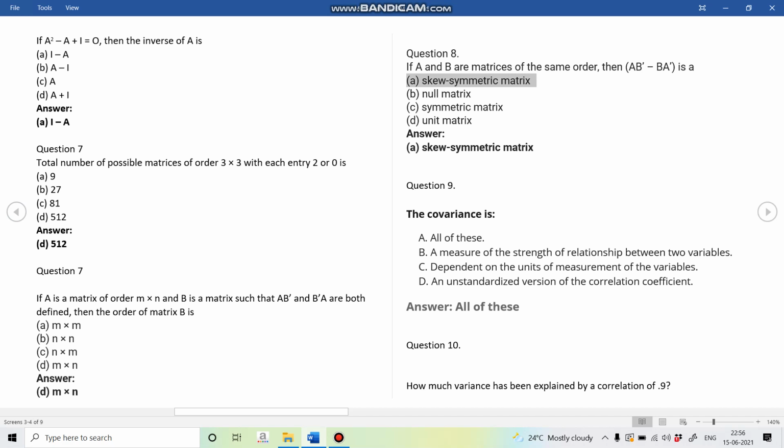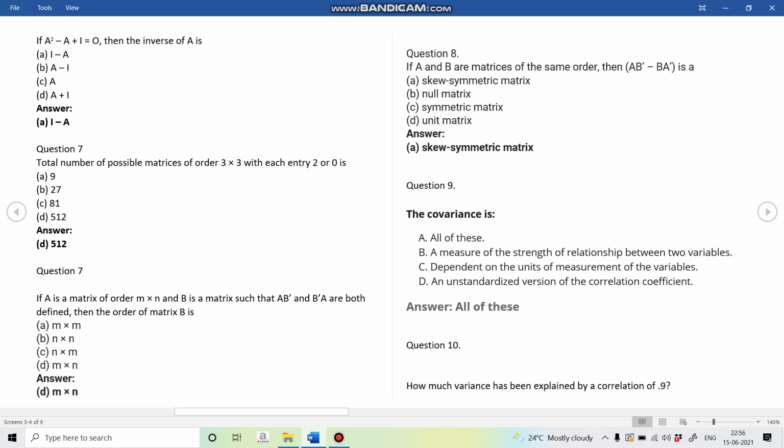Okay. Then question number 9. Covariance is, what is this? All of these. A measure of strength of relationship between the two variables. Dependent on units of measurement of variable. It is also true. An unstandardized version of correlation coefficient. All is correct.